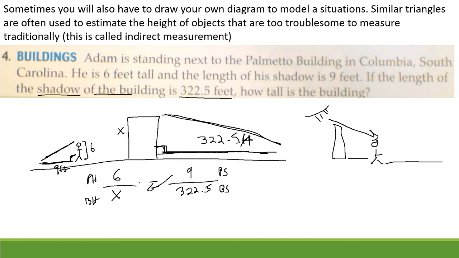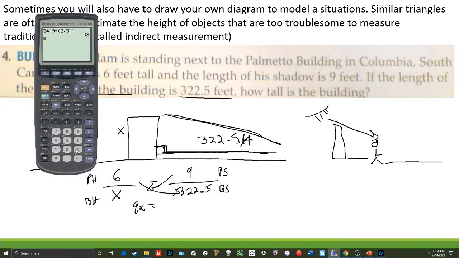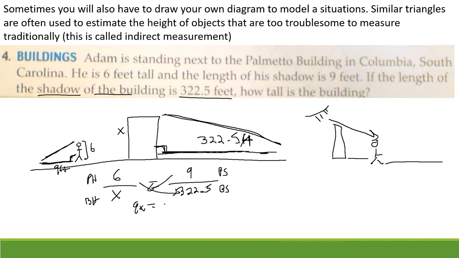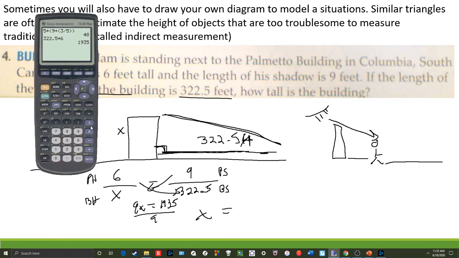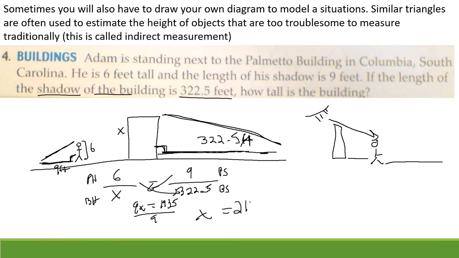And then now we just cross multiply like we've done before. So this would be 9x is equal to 322.5 times 6, which gets us 1935. And then we divide by 9, and we get x is equal to 215. And that's how tall the building is, 215 feet.